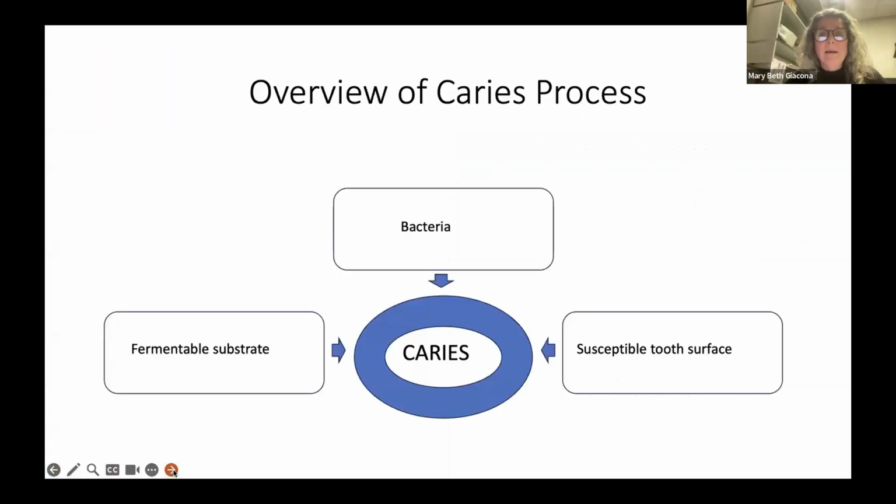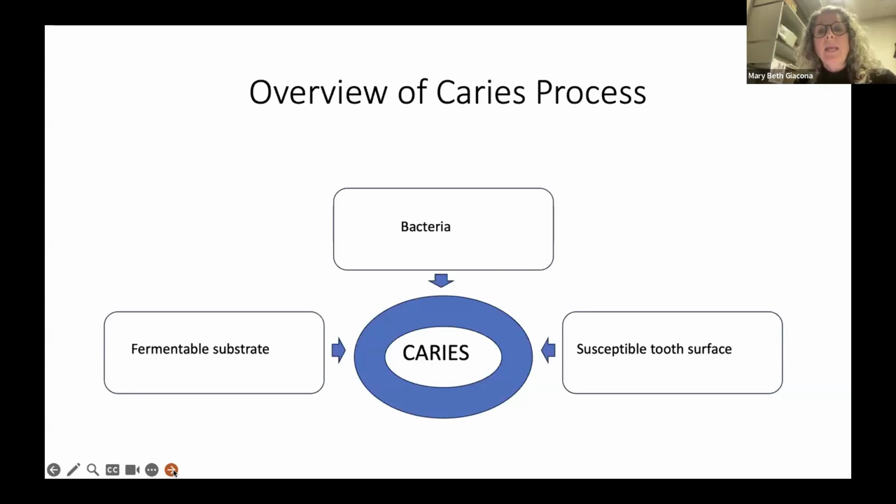Since I might be the only dentist on this call, I'm not sure, I thought that I would go over a super simplistic review of how cavities form. First of all, dental caries is the fancy clinical term for tooth decay or cavities. So whenever I'm talking about caries, that's what I'm talking about, cavities. Basically, we need a trifecta of three different components to end up with a cavity.